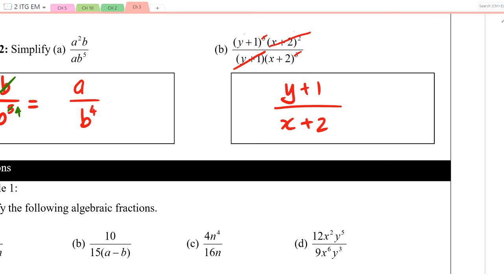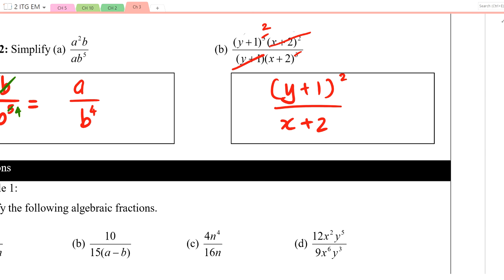What? Y plus 1, what about it? Oh, yeah, there should be a square. I thought this was a 2. Okay, so this becomes a square, like this. Right? Thanks for pointing out my errors.